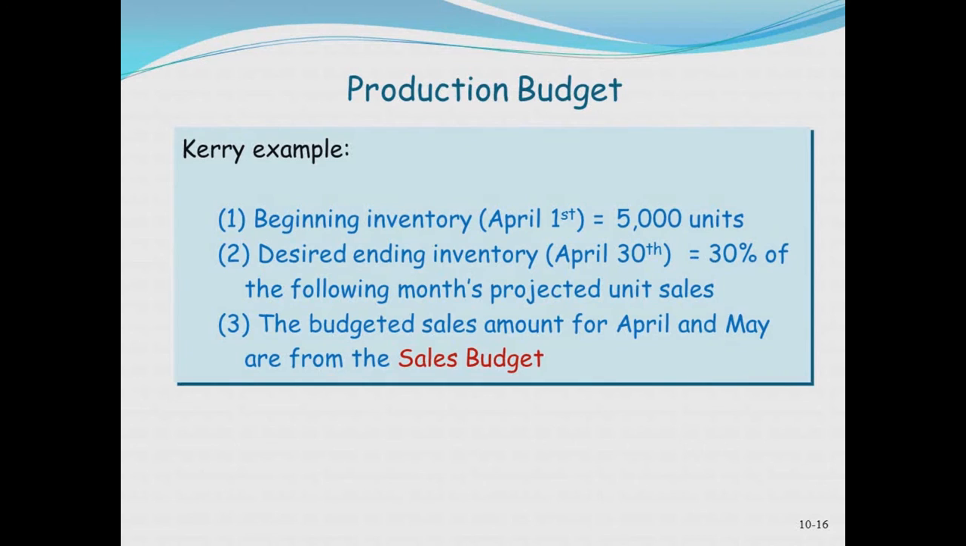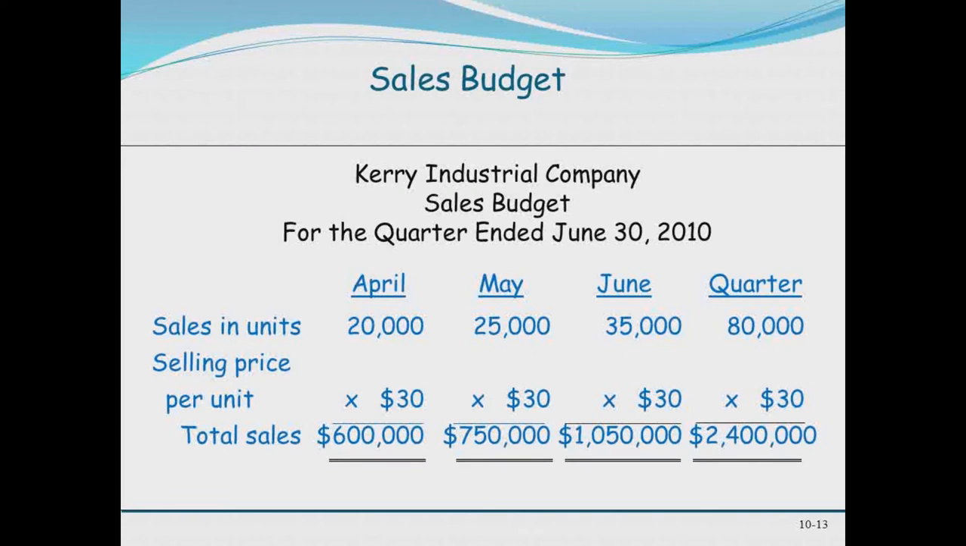In our example, the Kerry example, beginning inventory in April was 5,000 units. The desired ending inventory is 30% of May's projected sales. And if we go back to our slide here, in May we projected to sell 25,000 units.